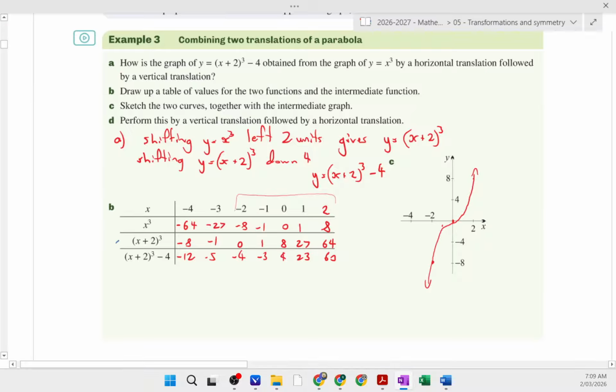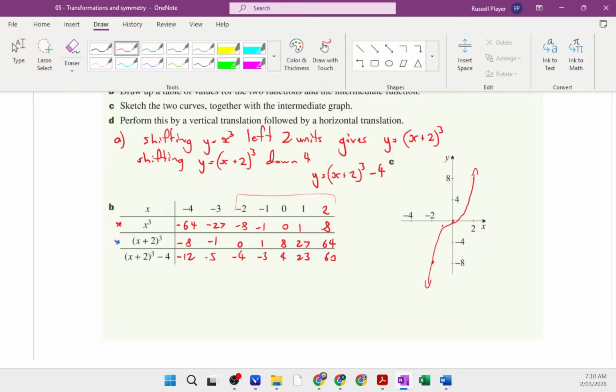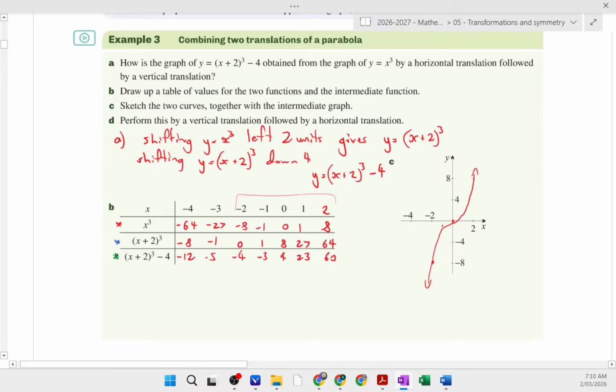Then the next one, the blue one. The first one I did in red, this one I'll do in blue, and the last one I'll do in green, just so we can see them all. The blue one: we're starting off, minus 4, we can actually have our minus 8 there. Then at minus 3, it's minus 1, so it's about there. And minus 2 is 0, so we're going through that one. Then minus 1, 1, which is about there. And then 0, 8. So it's going through there.